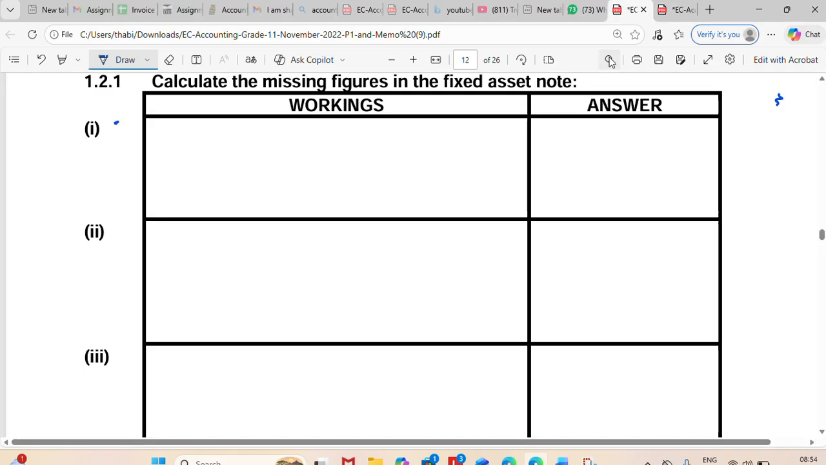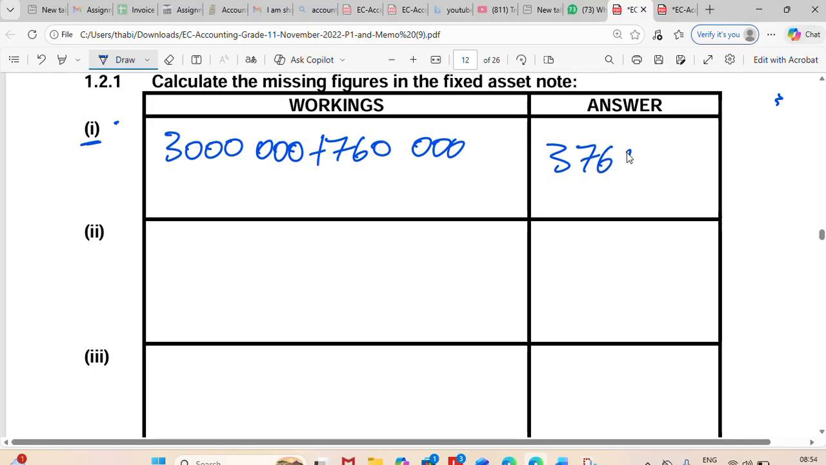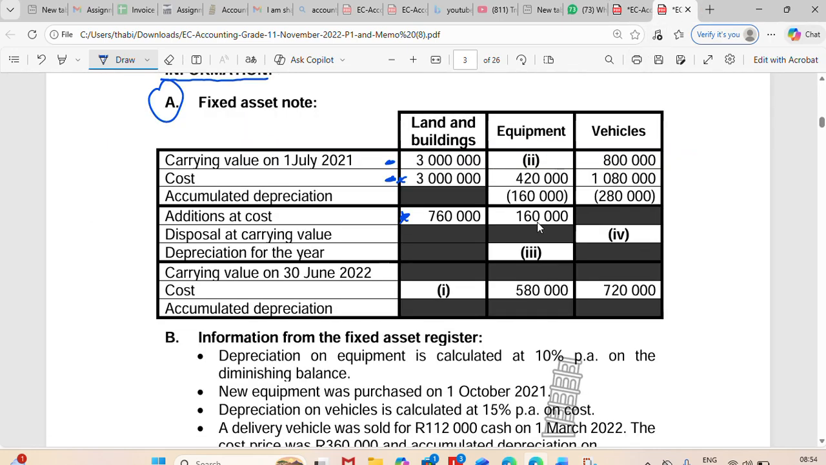There is also the space given where we're going to write solutions. Roman figure number 1: cost price at the beginning of the year, 3 million plus 360,000. Then you get 3,760,000, the cost price of land and buildings at the end of the year. So let's proceed. What else do we want?